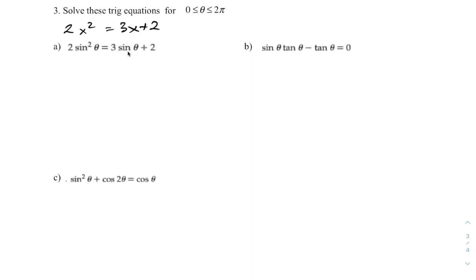So how do I solve that? Set equal to 0. So I move all this stuff over to that side. Subtract 3x, subtract 2. And then what do I do next? I have to factor this. So I have to multiply these two together.